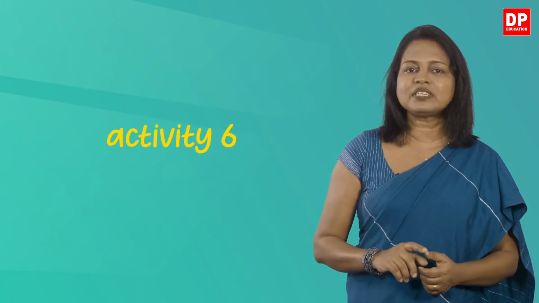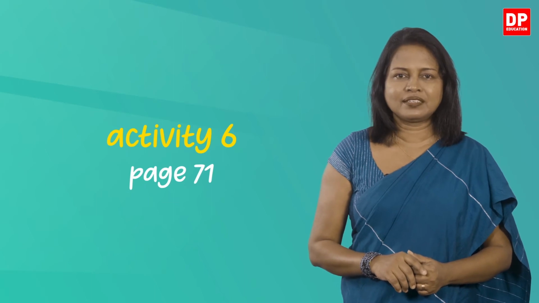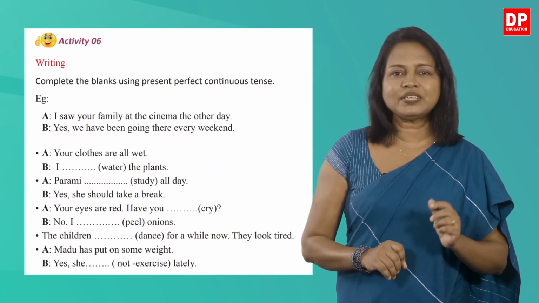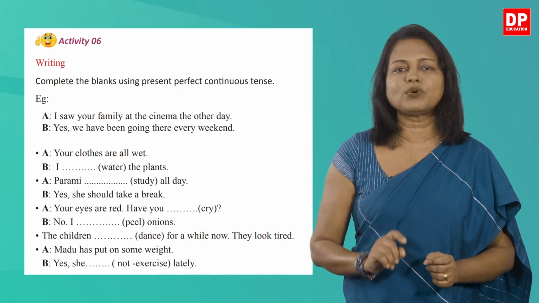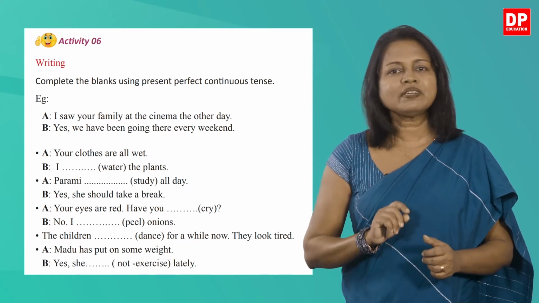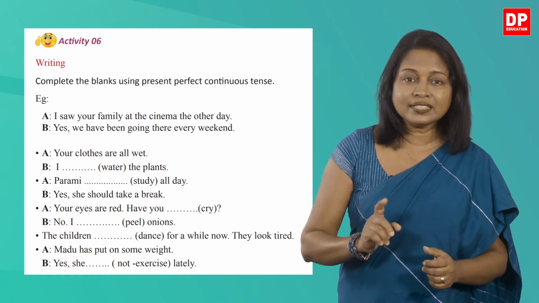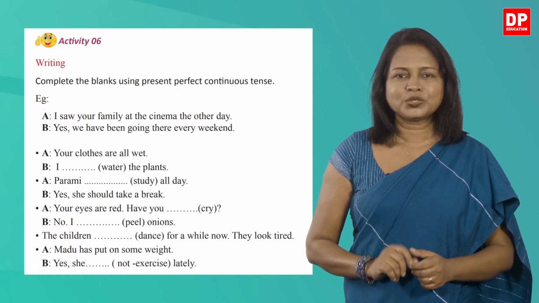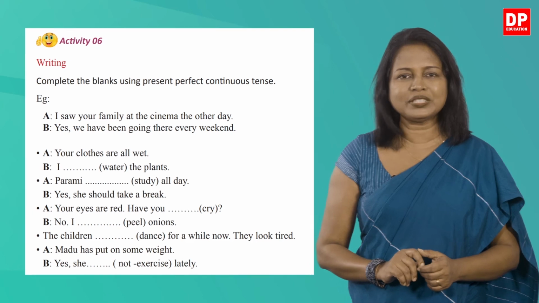Okay, children, now let's do an activity from your textbook to practice present perfect continuous tense. This is activity 6 on page 71. What you have to do is fill in the blanks with the correct form of the verb given in brackets. You have an example here. Study that one too. So you can pause the video and do it now.